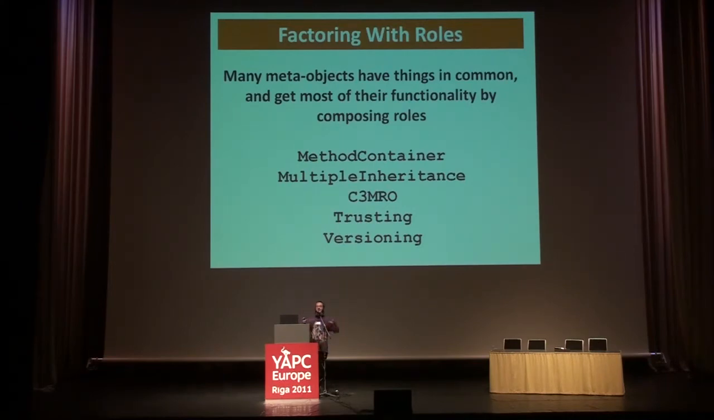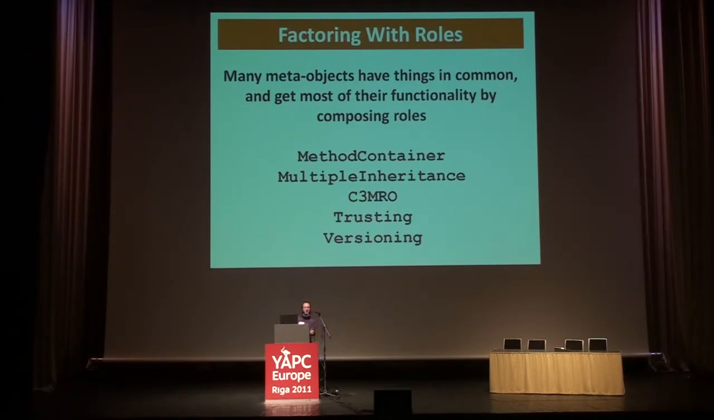I'm something that has methods. Or a multi-method container. Or C3 MROs. So that means, when we dispatch a method, we will sort the classes that we search through in this order. Maybe it has the ability to trust another class, so that class can see its attributes. Maybe it supports versioning.